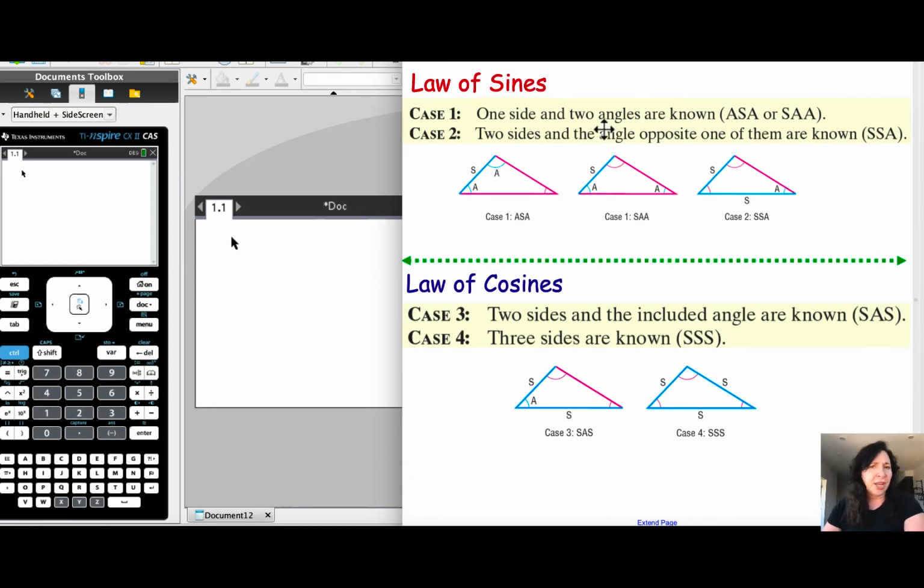Just to differentiate between the law of sines and the law of cosines, again, we use the law of sines for angle, side, angle, or side, angle, angle. We use the law of cosines if we have three sides, or two sides and the angle in between them.